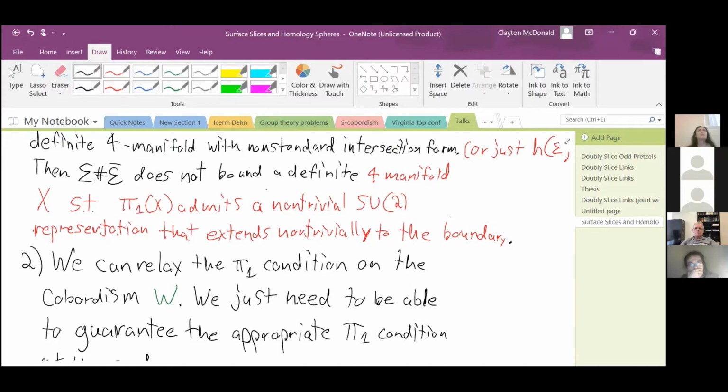I think you just want one more "not" in there. So this is supposed to generalize saying that sigma connect sum sigma bar doesn't bound a definite simply connected manifold, right? So you want to say pi 1 of X does not admit it. It doesn't bound a thing such that pi 1 of X does not admit. Am I missing something? Aren't you saying that it's a slightly richer fundamental group, but not one so rich that you have non-trivial SU(2) representations? Yeah, so it doesn't admit. Wouldn't simply connected also not admit a non-trivial SU(2) representation, because it's simply connected? That's right. I think you just need to put a "does not" in between pi 1 and admit.